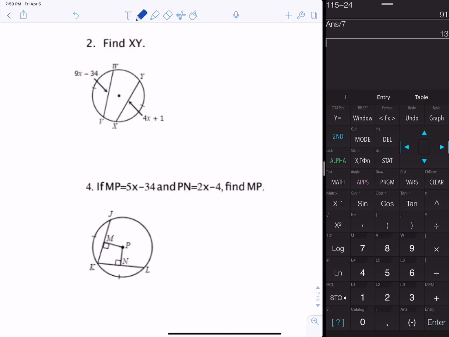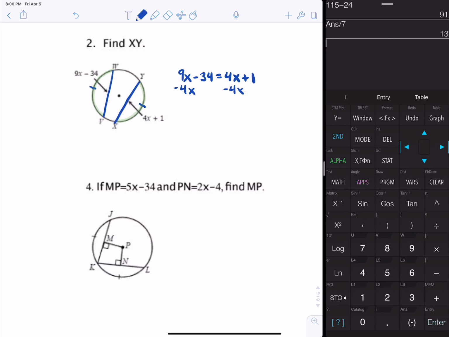Number 2 says find xy. So that is labeled 4x plus 1. And what's also in the picture that's important are these 2 tick marks, because that means the arcs are congruent. So they told us the arcs are congruent. Therefore, we know these chords that intercept or subtend the arc are also congruent. So I'm going to say 9x minus 34 is equal to 4x plus 1.